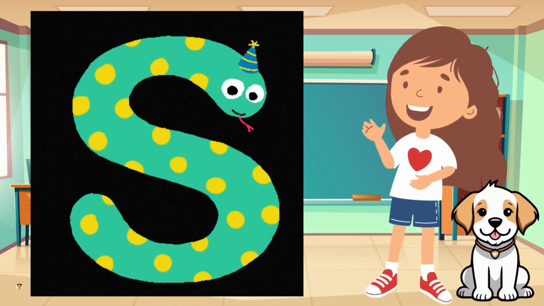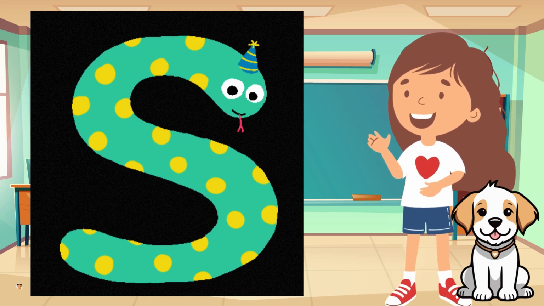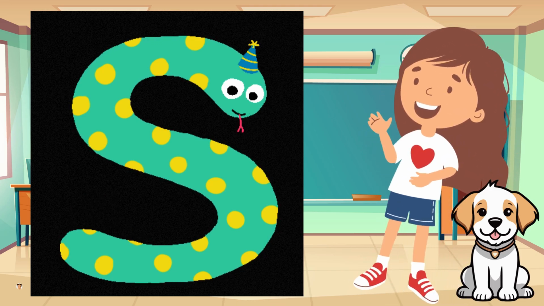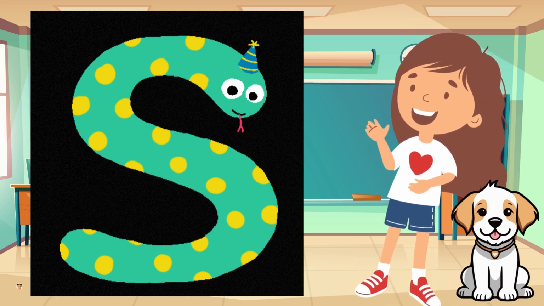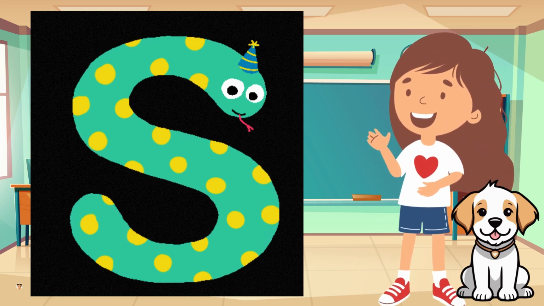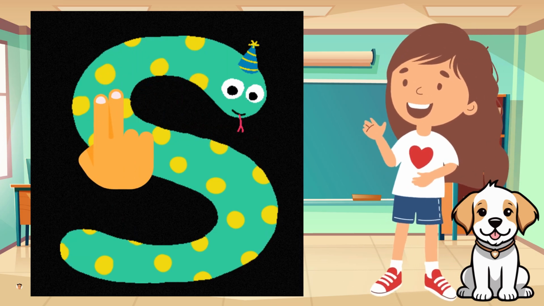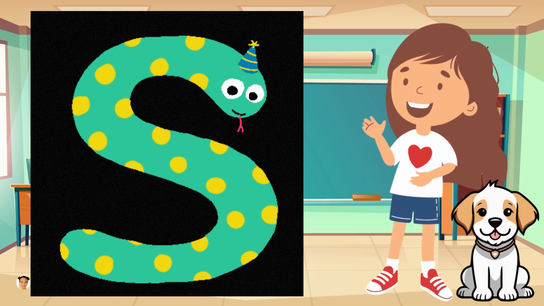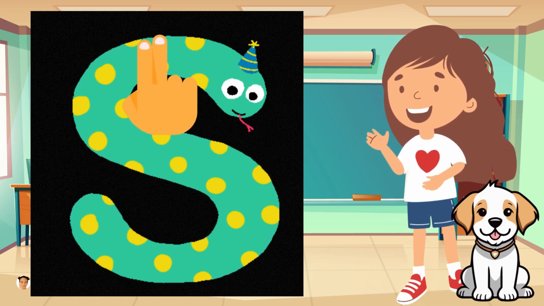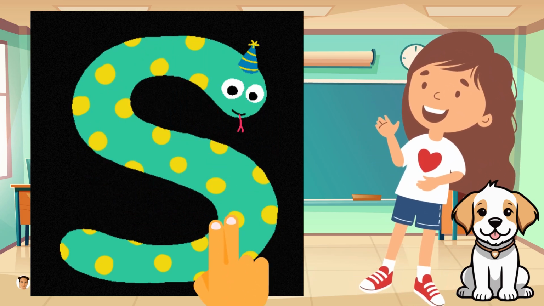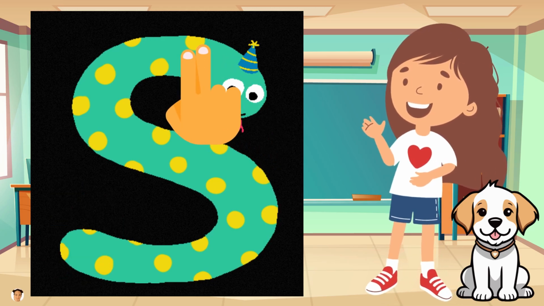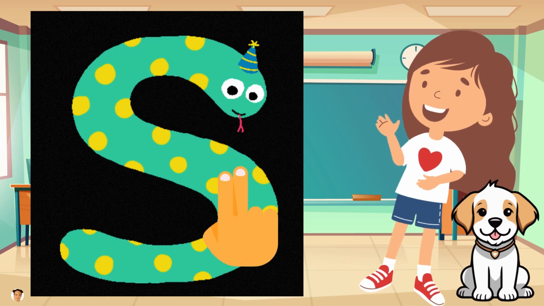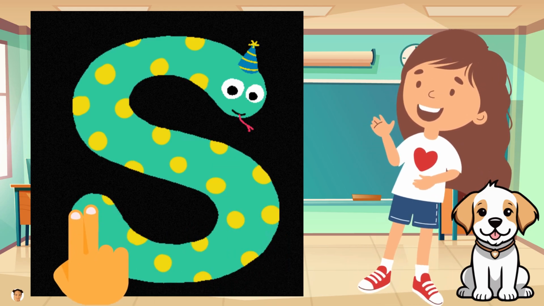This is letter S. Now I need you to please put your two little fingers on the air and let's trace and sound letter S. Follow me. S. One more time. S. Last one. S. Good job, little explorer.